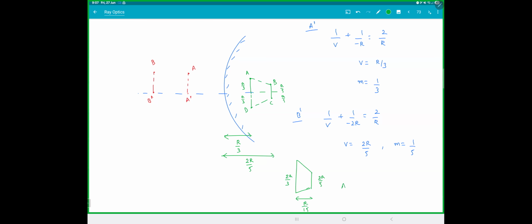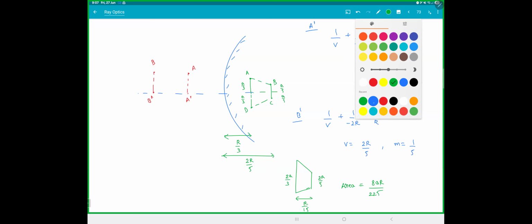Area of a trapezium is half into sum of the parallel sides into the distance between them. You will get 8AR by 225. Check. Got this? It forms a trapezium actually if you join the 4 points.